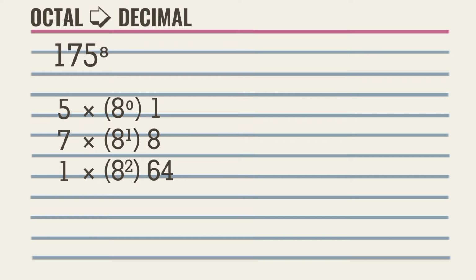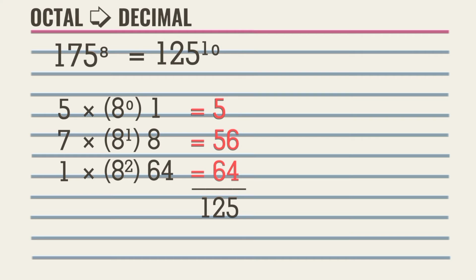So it'll become 5 times 1 is equal to 5, 7 times 8 is equal to 56, then 1 times 64 is equal to 64. Next is to add all of these results up. Therefore, our answer for octal to decimal conversion, 175 base 8 is equal to 125 base 10.